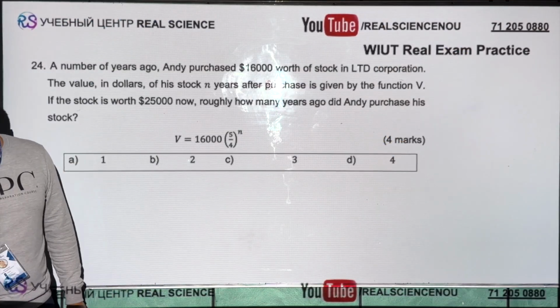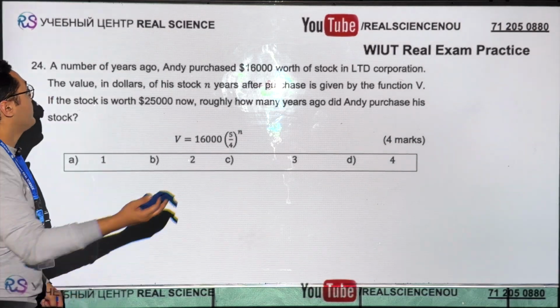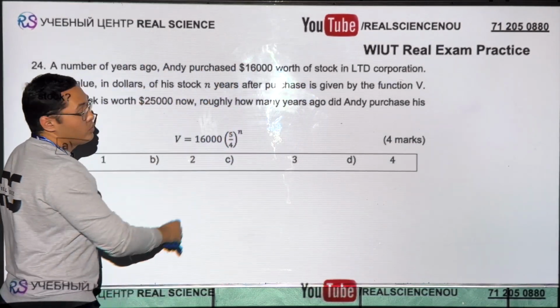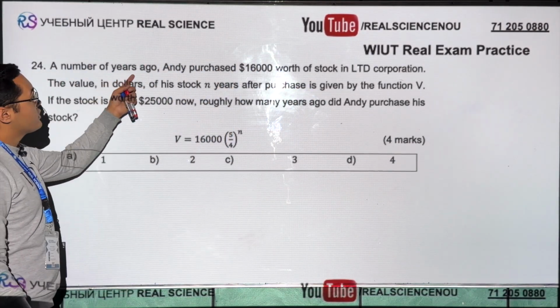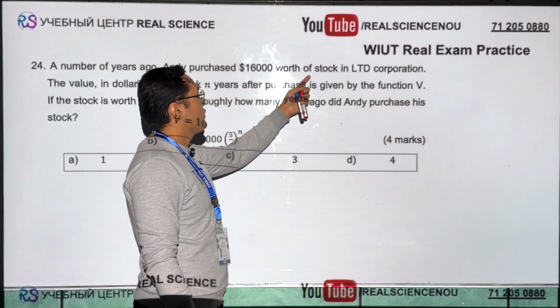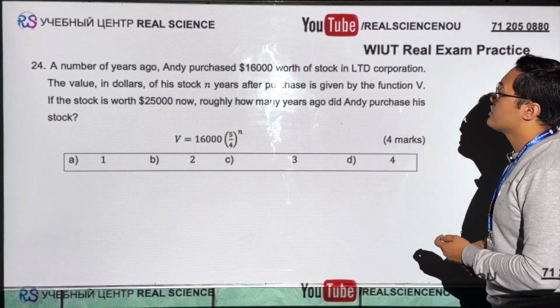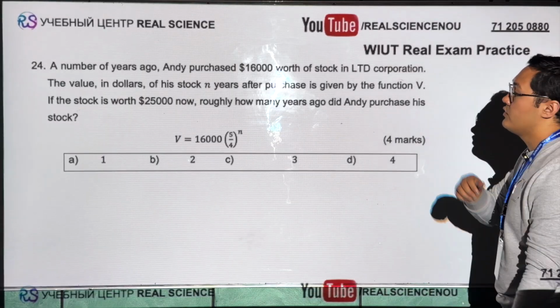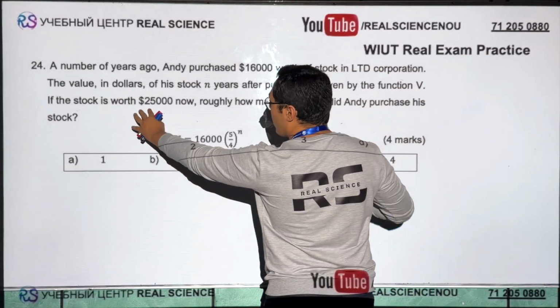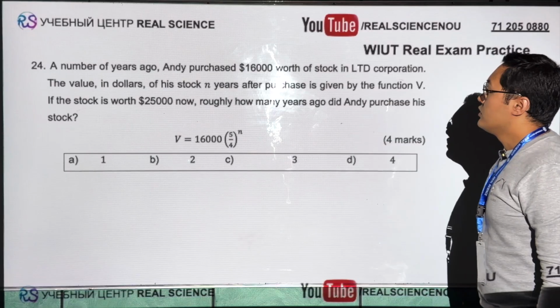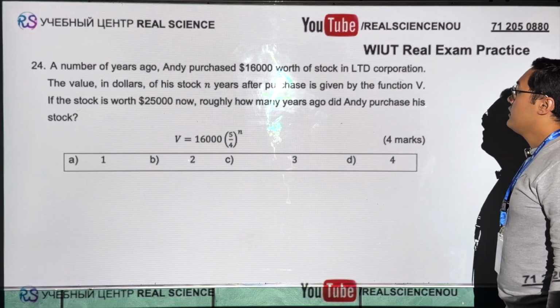As you can see here, we have problem number 24. A number of years ago, Andy purchased $16,000 worth of stock in LTD Corporation. The value in dollars of his stock n years after purchase is given by the function V. If the stock is worth $25,000 now, roughly how many years ago did Andy purchase his stock?